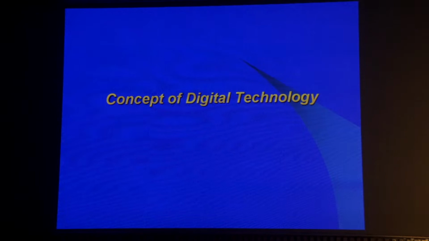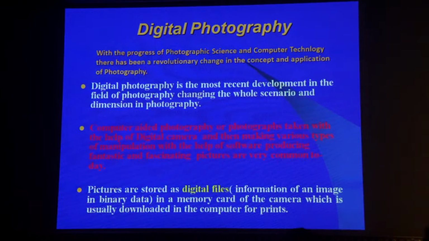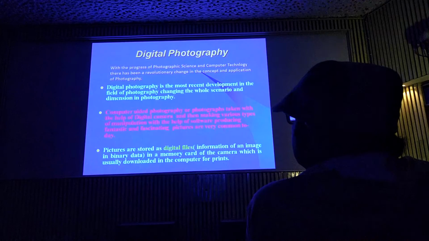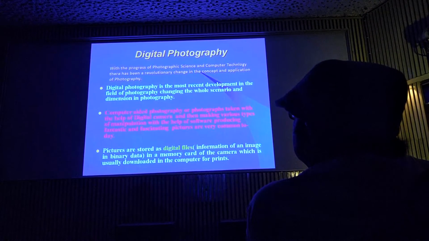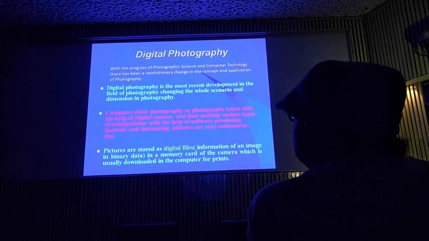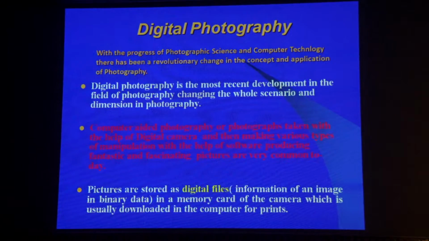What is the concept of digital technology? Next slide. In brief, with the progress of photographic science and technology and computer technology, there has been a revolutionary change, as you know, in the concept and application of photography. Digital photography is the most recent development in the field of photography, changing the whole scenario and dimension of photography. Computer-aided photography, or photographs taken with the help of a digital camera and then manipulated in various ways with the help of software, producing fantastic and fascinating pictures, is very common today.